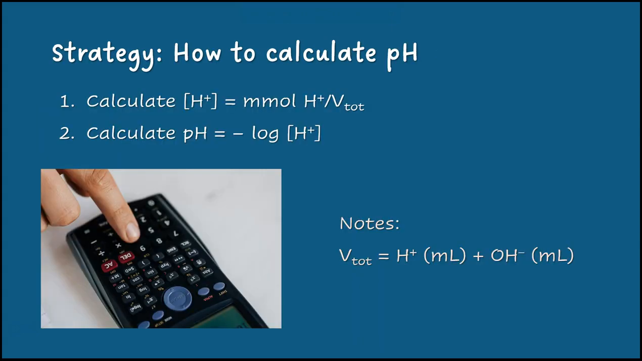To calculate pH before the equivalence point, we first have to calculate the H plus molarity. We get this by taking millimoles of H plus from the E row and dividing by the total volume. We get the total volume by adding together the milliliters of acid and the milliliters of base given in the problem. Once we have the H plus, we can calculate pH directly by taking the negative log of the H plus.